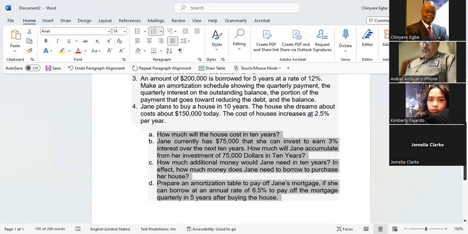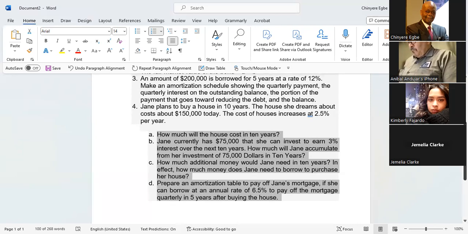It says, Jane plans to buy a house in 10 years. The house she dreams about costs about $150,000 today. The cost of houses increases at 2.5% per year. How much will the house cost in 10 years? So the whole idea here is you first of all find out how much the house will cost in 10 years. That is the first stage of your thinking.